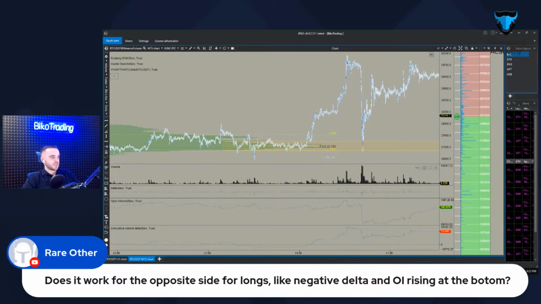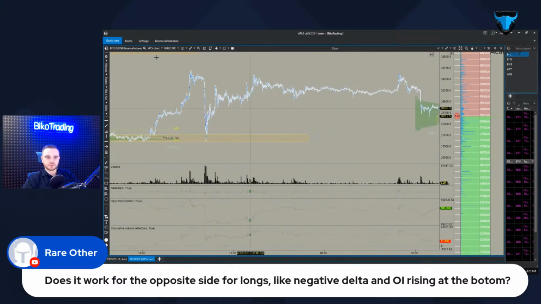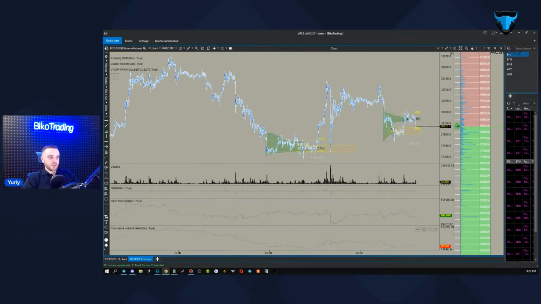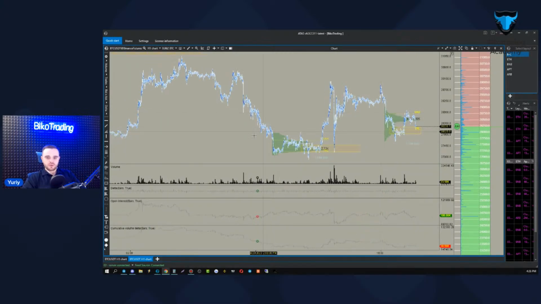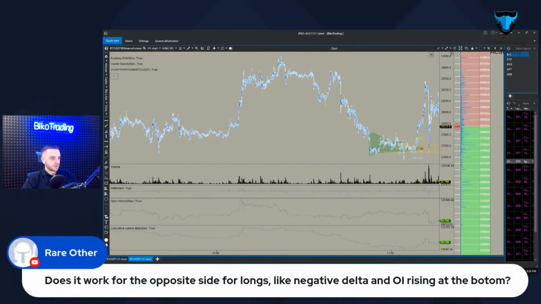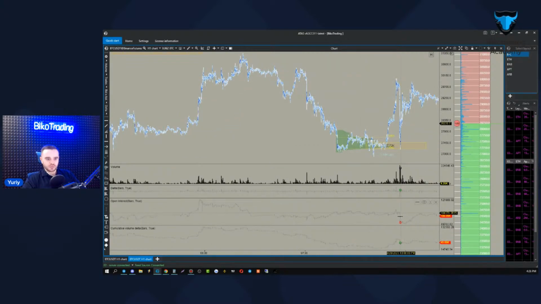Does it work for the opposite side, for longs, like negative delta? Yeah, it works for both sides. It doesn't matter. We can try to find some previous situations. The market was bullish the last few months, that's why we look for rising. But it works for other sides too. Have a look here. Massive drop in open interest and massive drop in cumulative delta, and price did a beautiful rise. That's in the opposite direction.